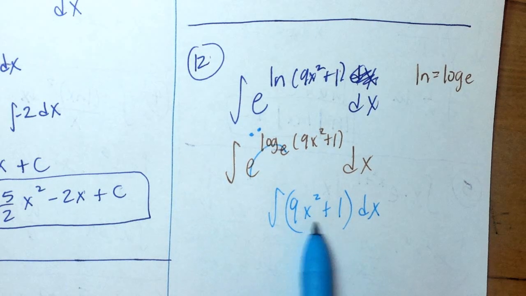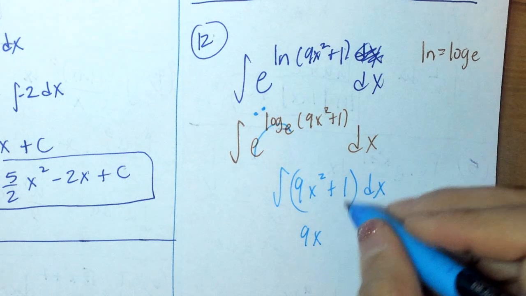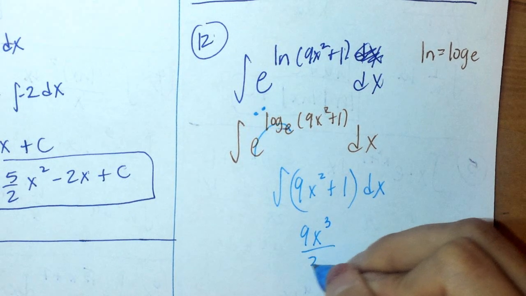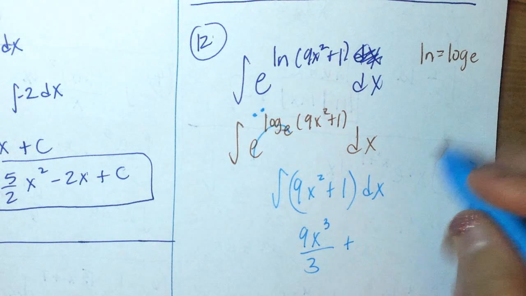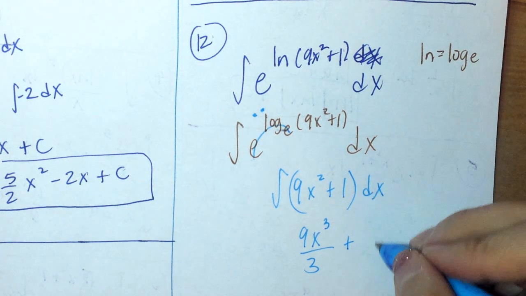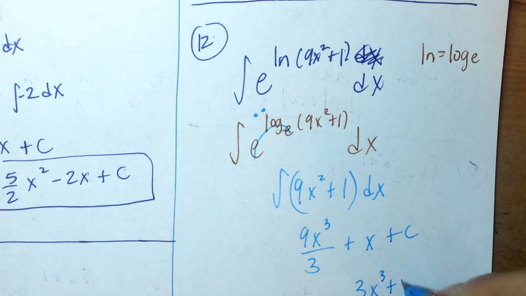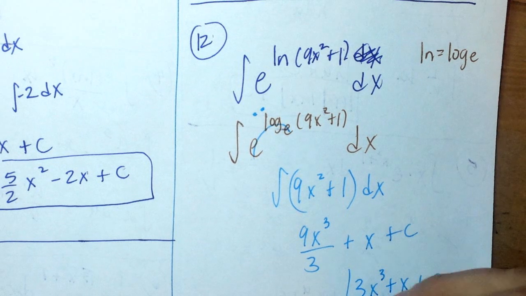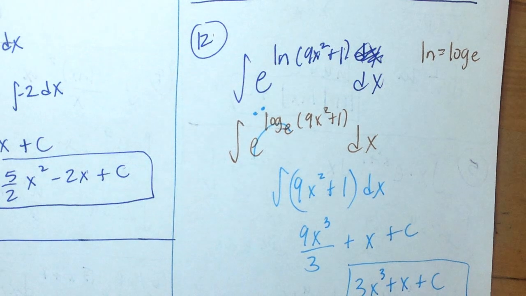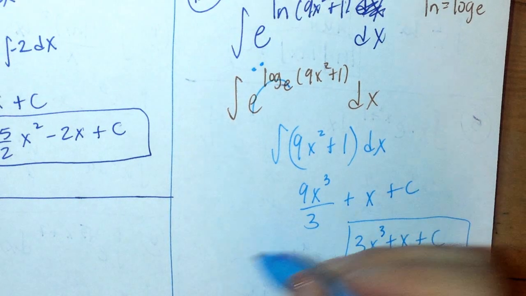So can we do this in our head without me breaking it up? What would this one be? 9x what? Right, so the 9's still chilling. And then this would be plus what? What's the integral of 1? X plus c. So 9 divided by 3, yep, 3x to the third plus x plus c. Yep, if you can go from here to here in your head, I'm totally fine, okay? Now you can show your steps too. If you want to show your steps, that's fine too. And then go from there.